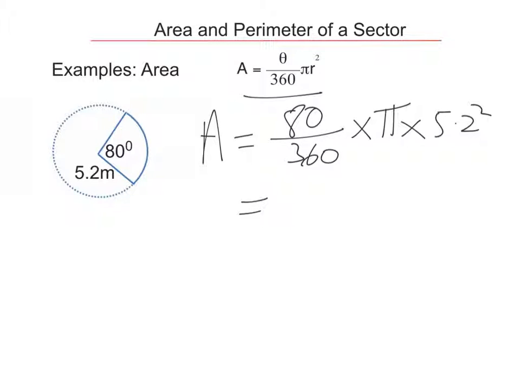The answer to this to one decimal place is 18.9, and because it's metres squared.